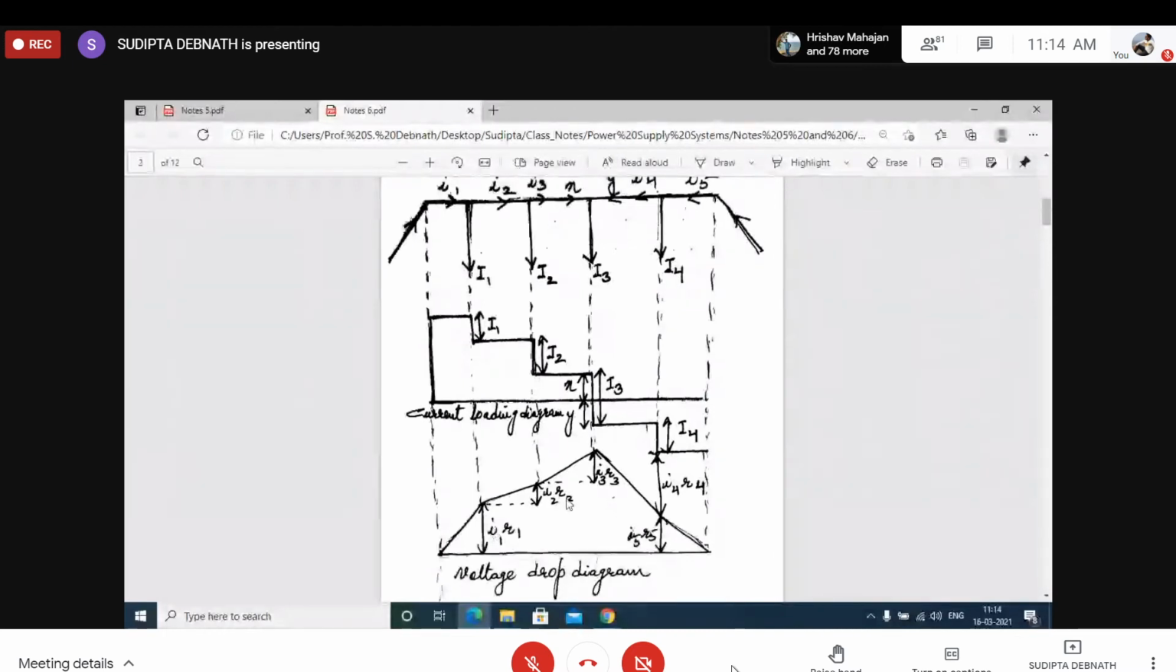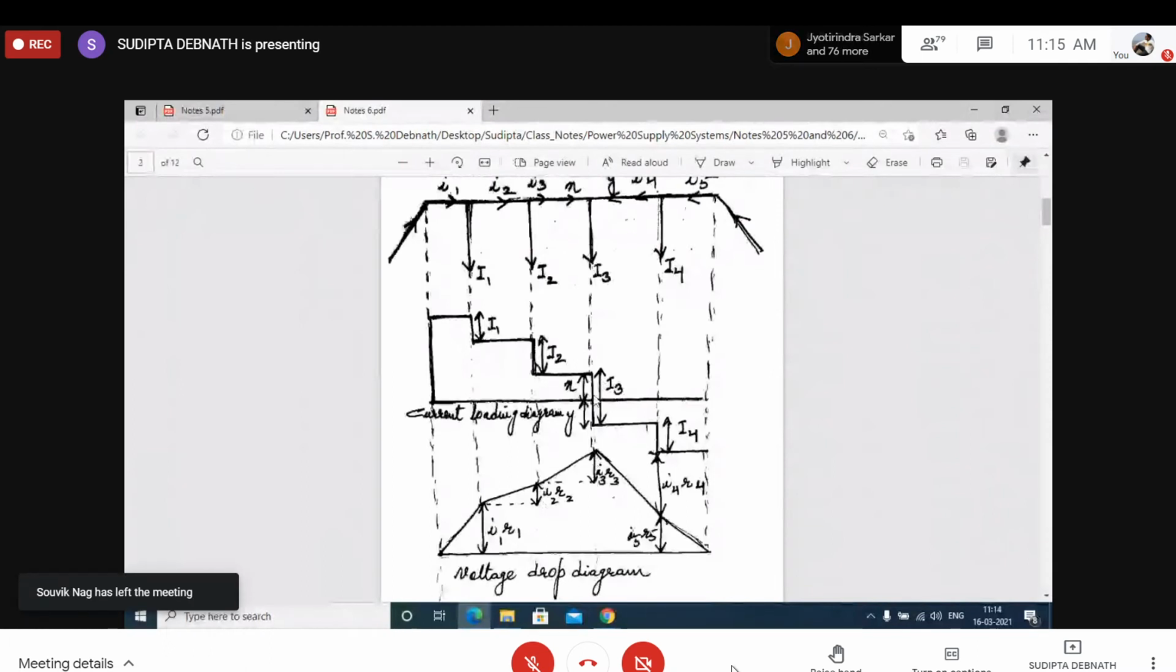Then it may happen that I2 is definitely smaller with respect to I1. I2 is always smaller with respect to I1. But it may happen that R2 is very, very large with respect to R1. So you can find that I2 R2 will be much higher than I1 R1. So you cannot predict. This we have considered arbitrarily. Unless you know the actual magnitudes, you cannot draw properly. But it is for sure that at this point, the voltage drop will be maximum.